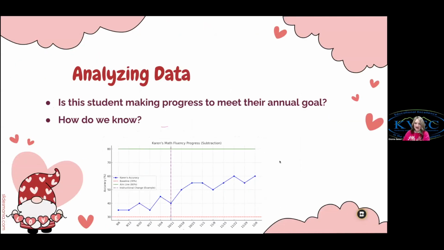So that data analysis, if you were answering these two questions, let's go with the first one. We're at the analysis of this data. Is the student making progress to meet their annual goal? How would you answer that? Okay. We do see that they're making some progress, right? Yeah, it's generally trending upwards.